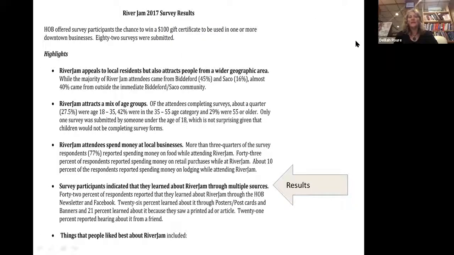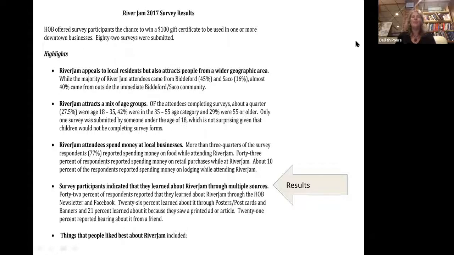And then these are just, again, showing we did the collection, now we do the results. The one I wanted to point to was that piece I was just mentioning about learning about River Jam through multiple sources. 42% reported they heard about it through HOB's newsletter and Facebook, which showed that people who were coming were people who already liked us for a large percentage of it. And also that our posters and postcards that we had made were pretty successful in reaching people.